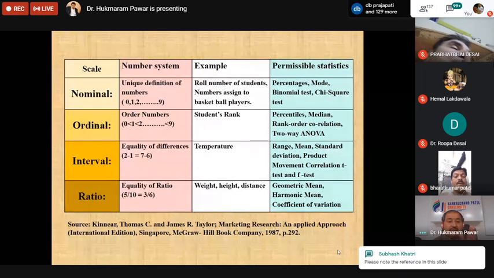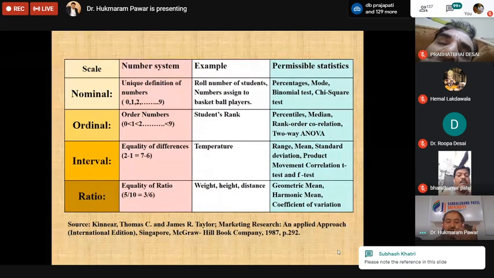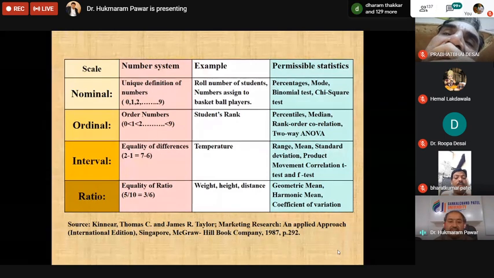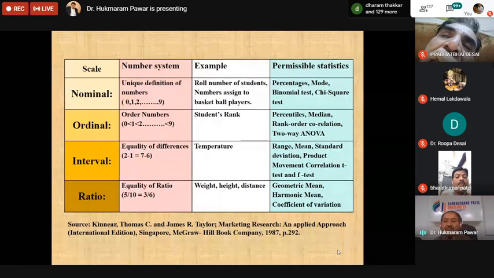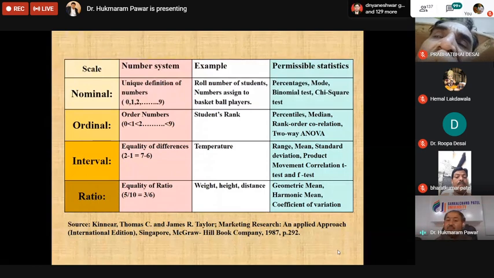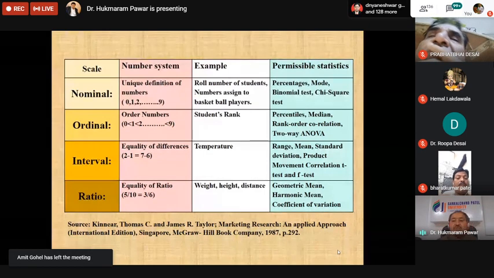So here, nominal, then you can identify it. I have already discussed it, so no need to discuss it again. Assignment of the number and which are the possible statistics, that's the most important thing. Percentage, mode, binomial test and chi-square test can be applied here.